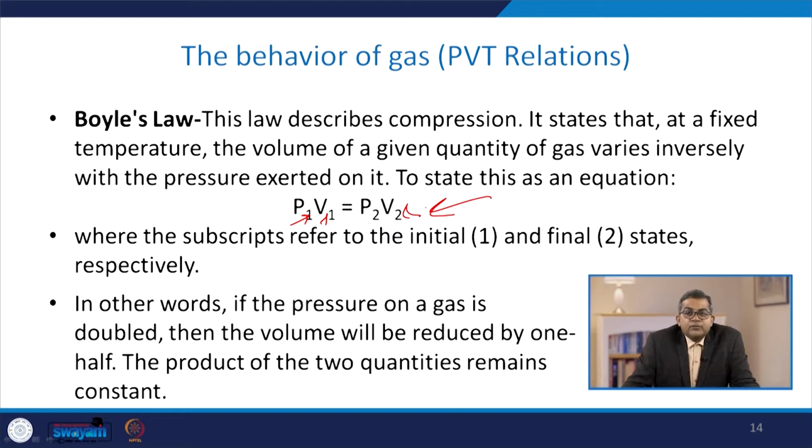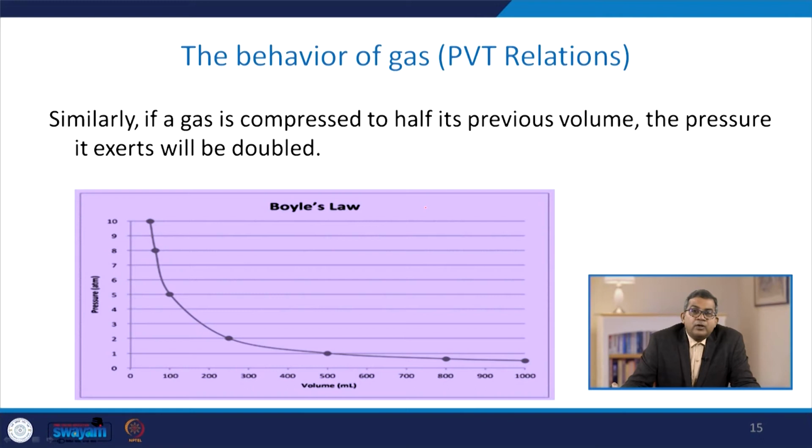In other words, if the pressure on a gas is doubled, then the volume will be reduced by half. The product of the two quantities remains constant. This is very useful information, but it overlooks irreversibilities associated with this gas law, like molecular interaction, and it assumes that the volume of the molecules is very small.